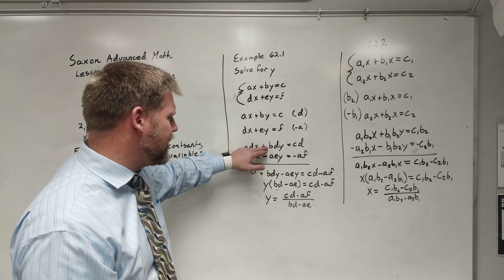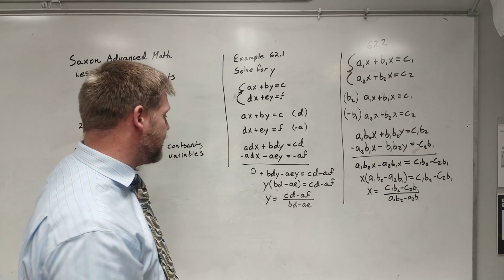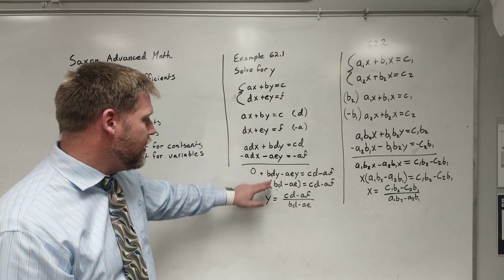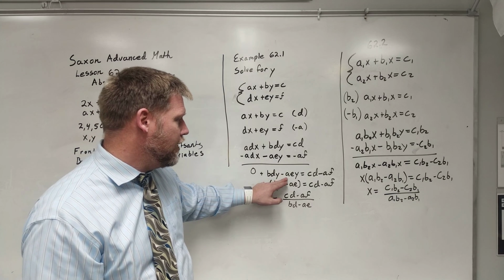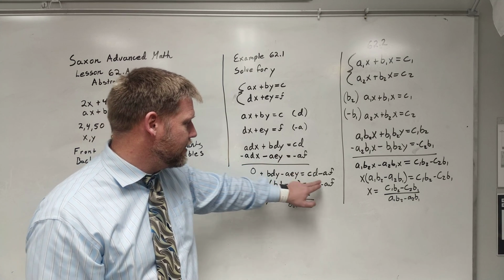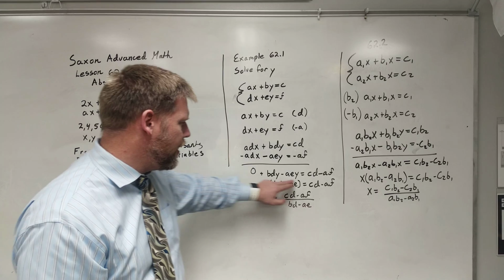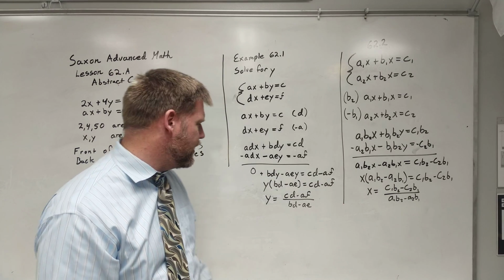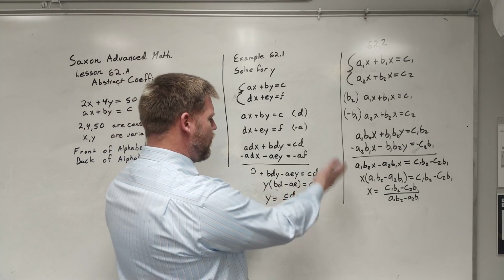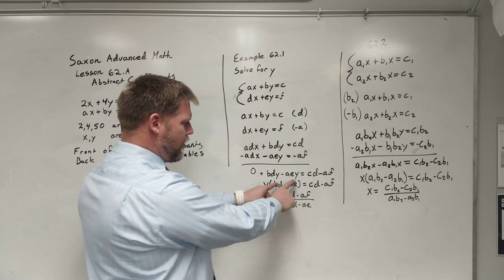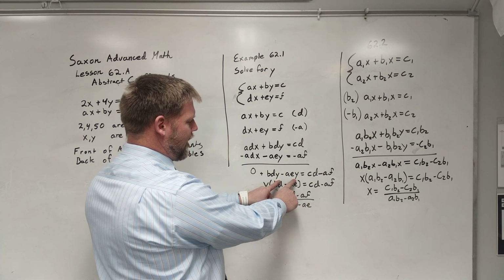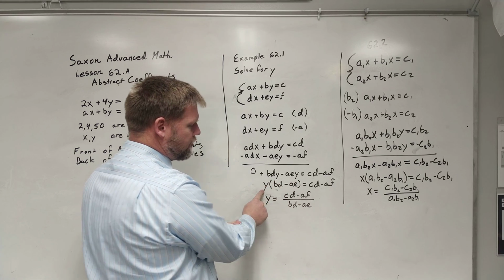But I can't, because these are variables at this point, because they're letters. So I end up just writing them that way: bdy minus aey, and cd minus af. At this point, it doesn't look like we've helped ourselves at all, except that we've gotten all the y's on one side and all the non-y's on the other, and we have a y and a y that I can now factor out. So I factor that y out to the front.